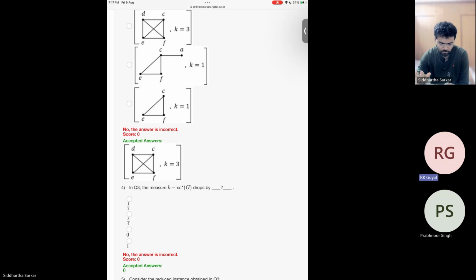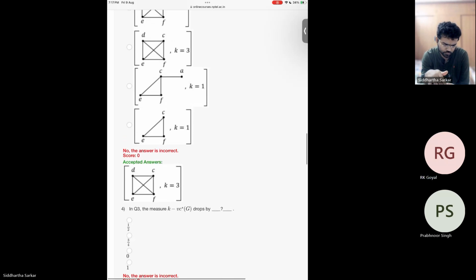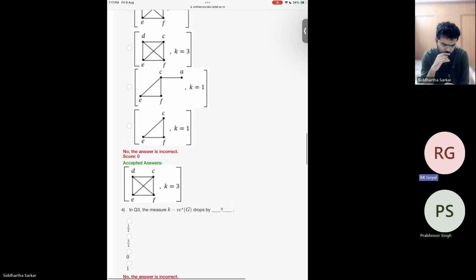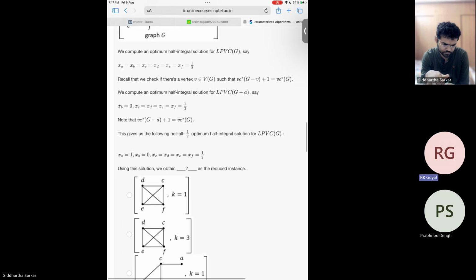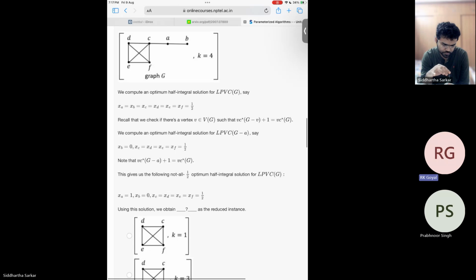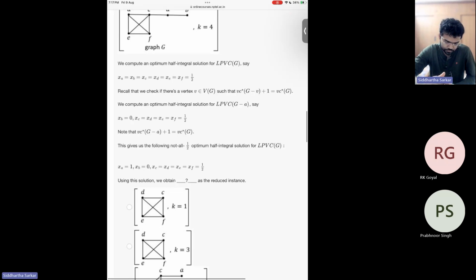Yes, and this is for question number 3. In question number 3 above, the value of K originally was 4, and it is dropped by, in this problem only, there should be 1, I think. Yeah, so K is dropping from 4 to 3.